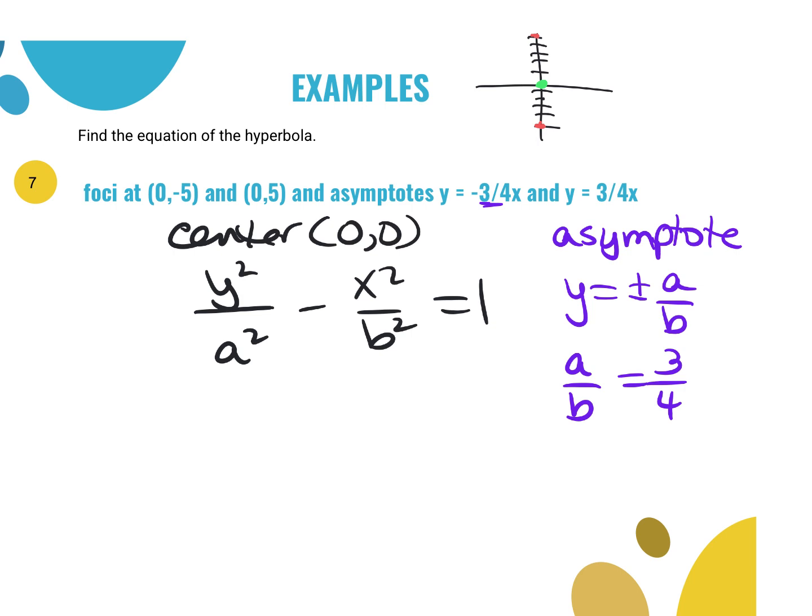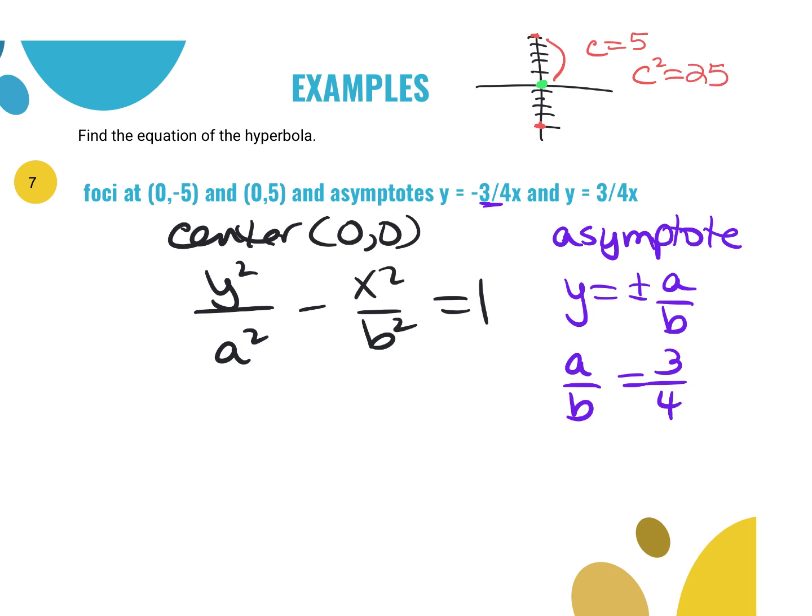Now, I can also figure out my c value. So let me go ahead and do that. So my c value is the distance from the center to the focus. So this is 5. So c squared equals 25.